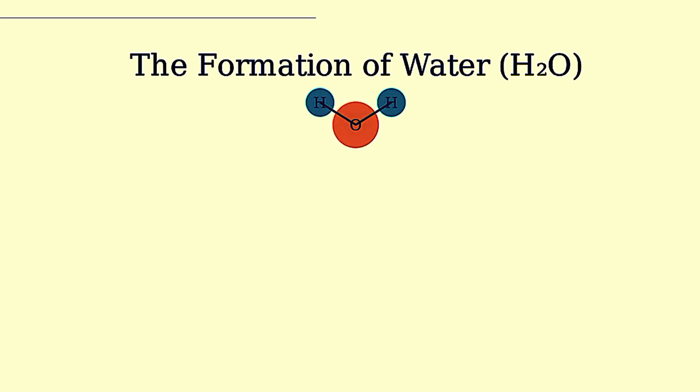Water is one of the most essential molecules for life, and understanding how it forms helps us understand basic chemistry concepts like electron sharing and covalent bonding. Let's start by understanding the two elements involved in forming water, hydrogen and oxygen.